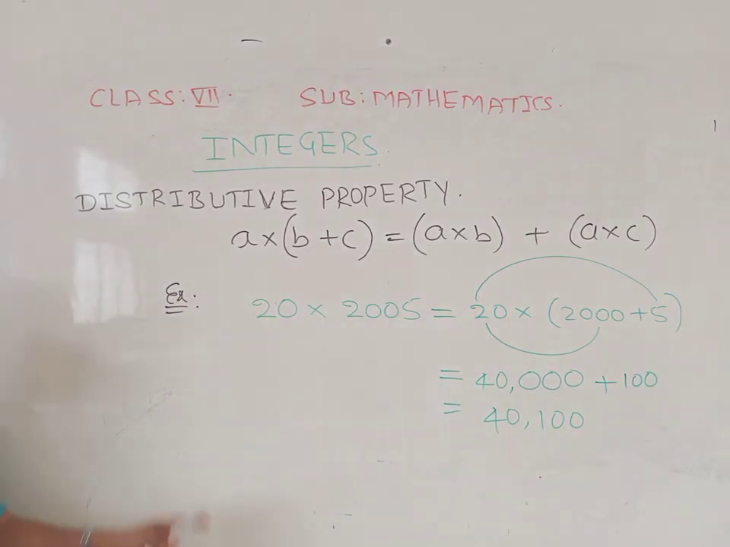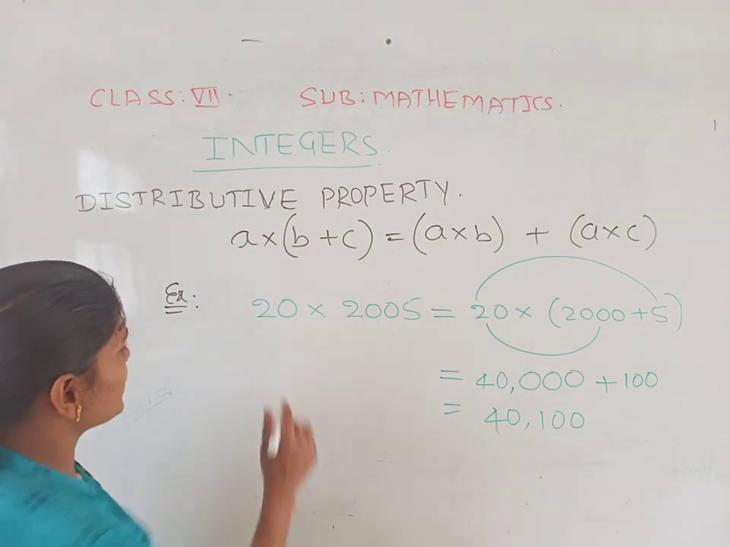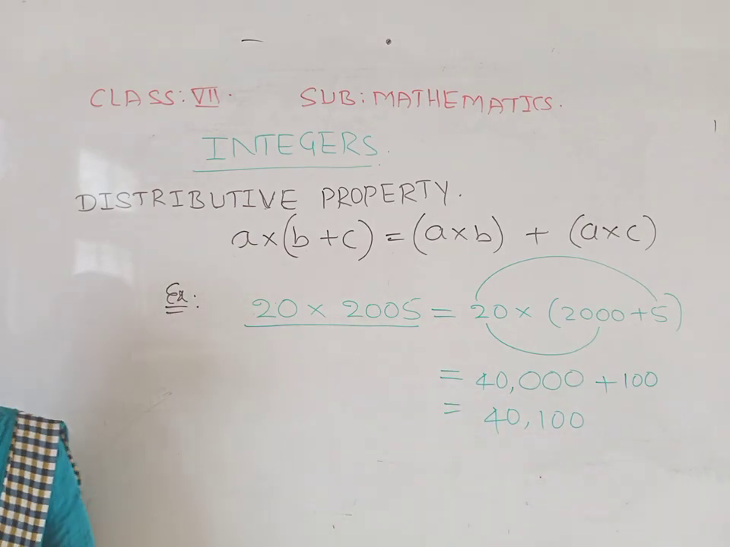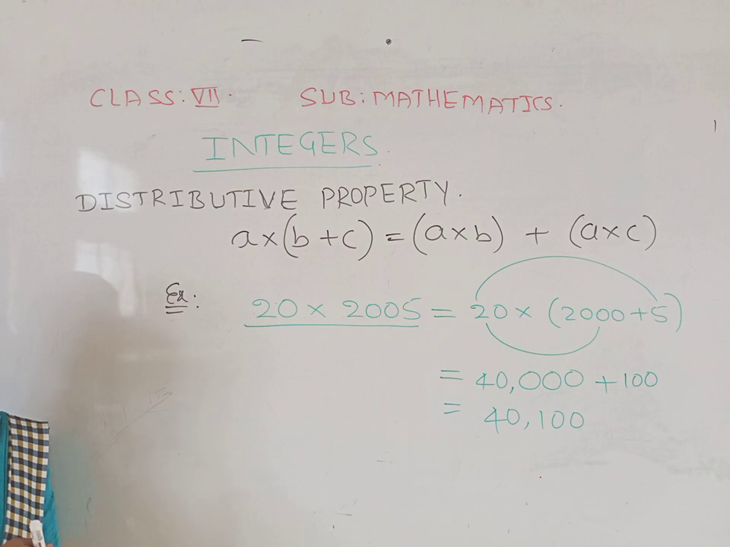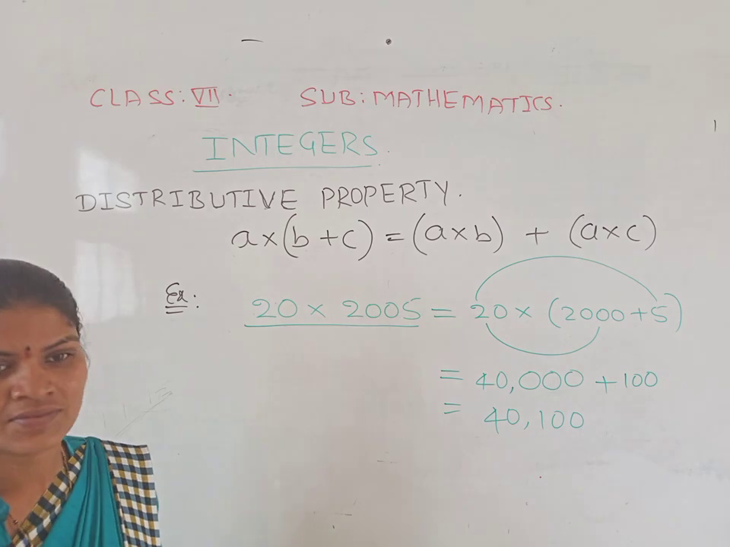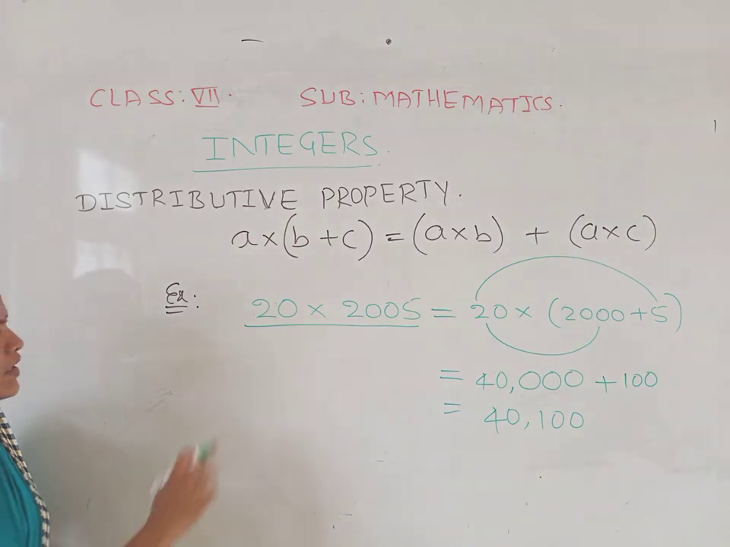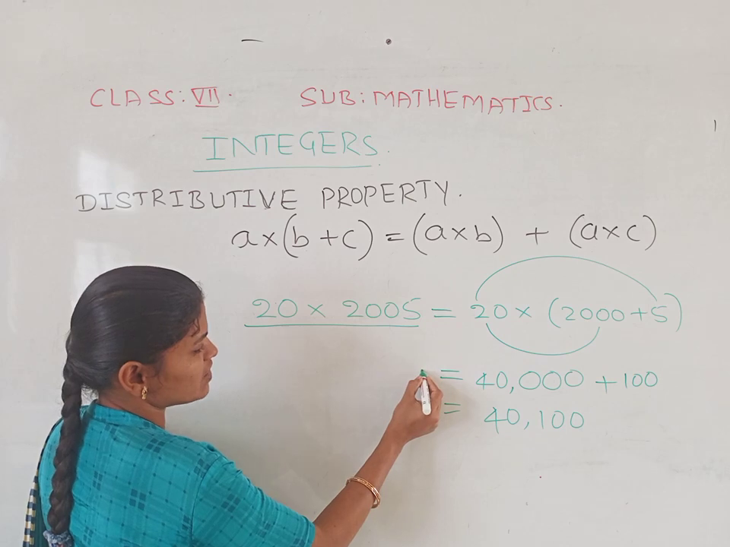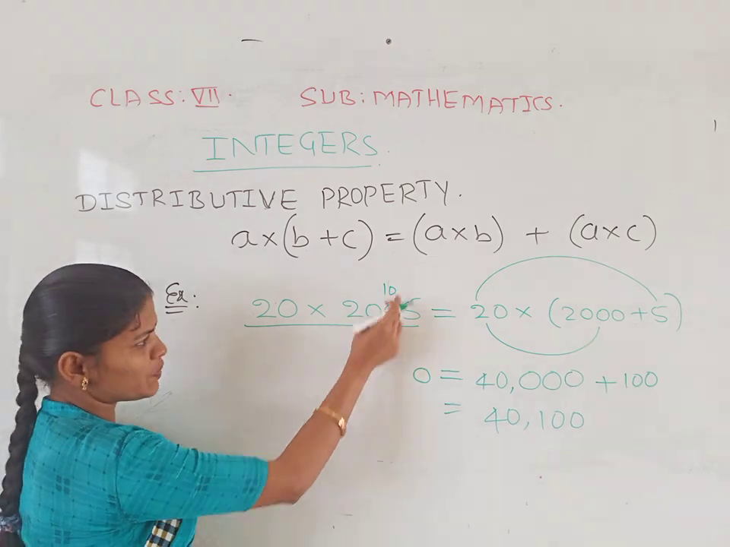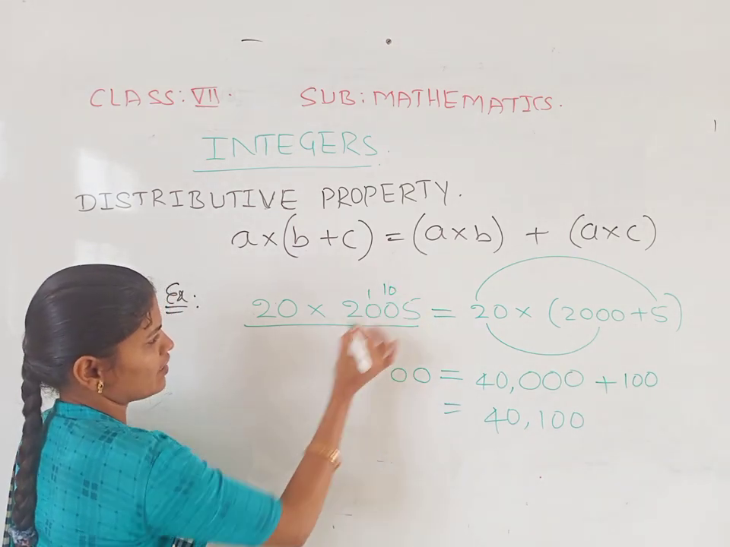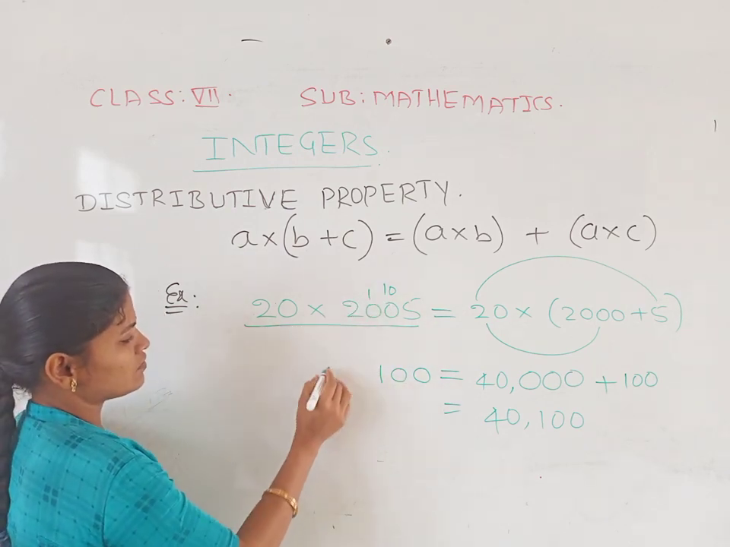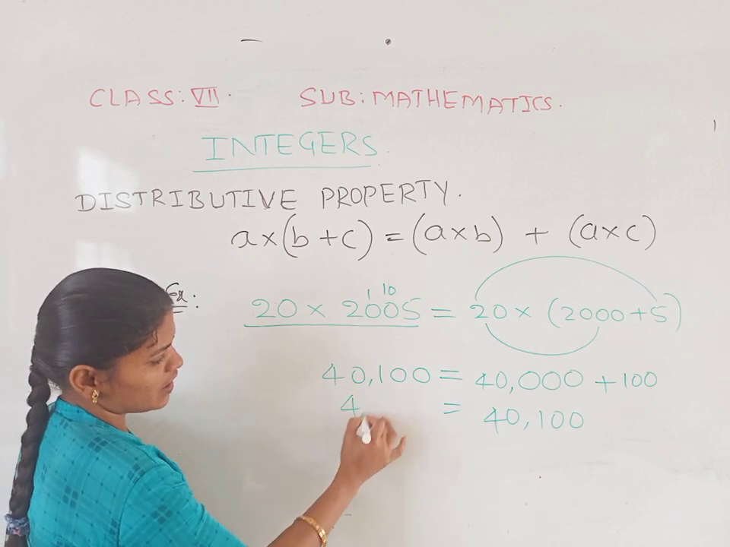Now you can verify here. You can find the product. If it is equal to 40,100, yes, our distributive property exists under addition over the multiplication. Open your book. Okay. 20 into 5, please tell me. 100, 10 carry. 20 into 0, 0. 0 plus 10, 10. 1 carry. 20 into 0, 0 plus 1, 1. 20 into 2 is 40. 40,100. Again our answer is the same.